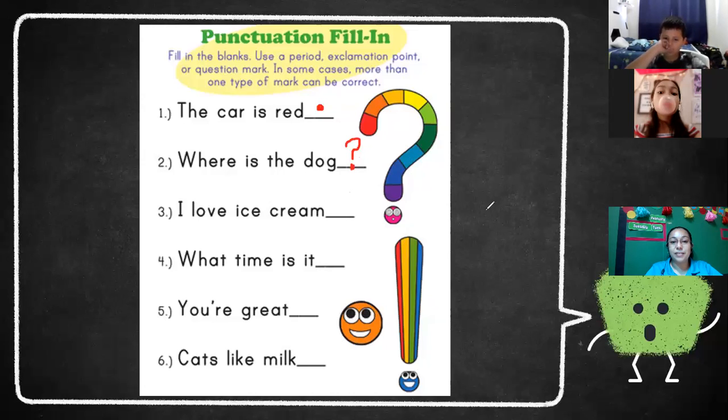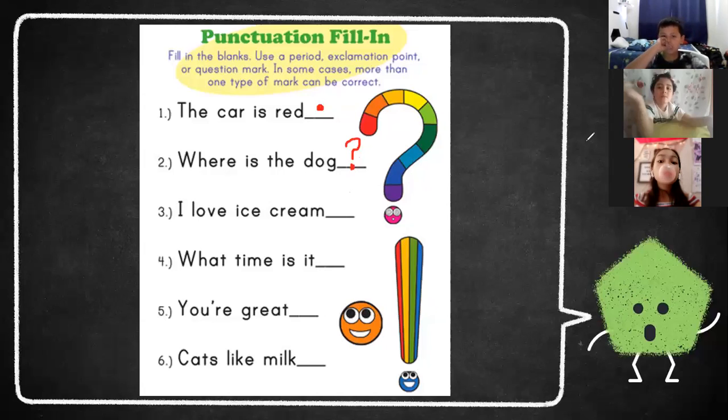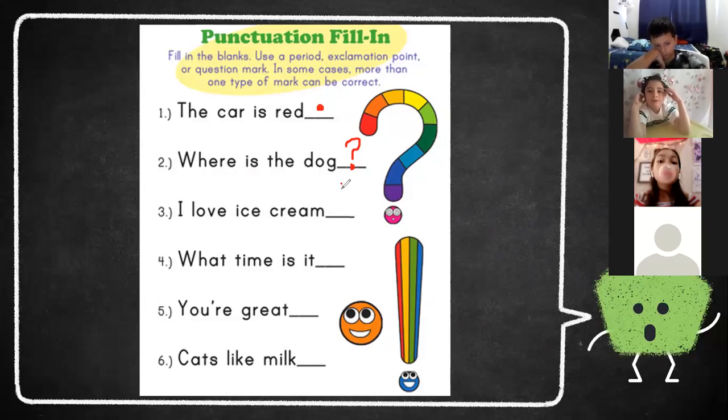So let's see, number three, I love ice cream. Okay, Jimena Vasquez, tell me, what is number three? I love ice cream. Exclamation. Exclamation, yes, okay, because you show a strong feeling when you say, I love ice cream, yes? Good job. Number four, what time is it? Adrian, what is the correct answer? What time is it? Question mark, okay, excellent, good job. This one is a question mark, excellent.